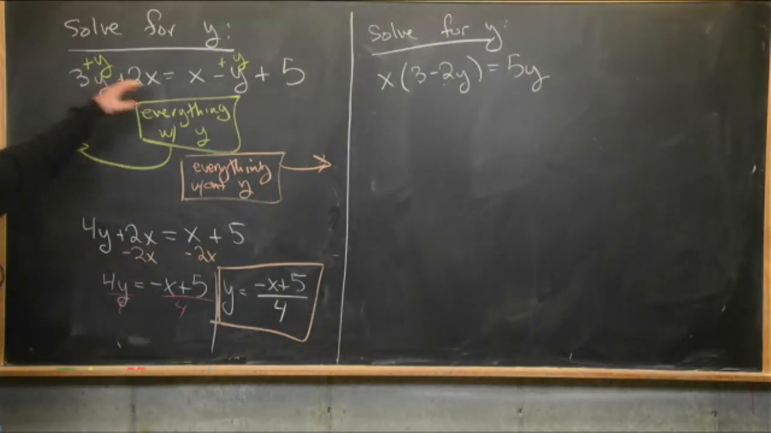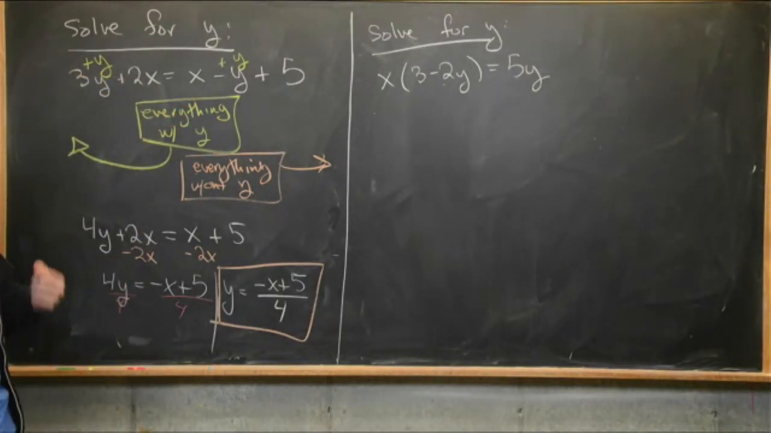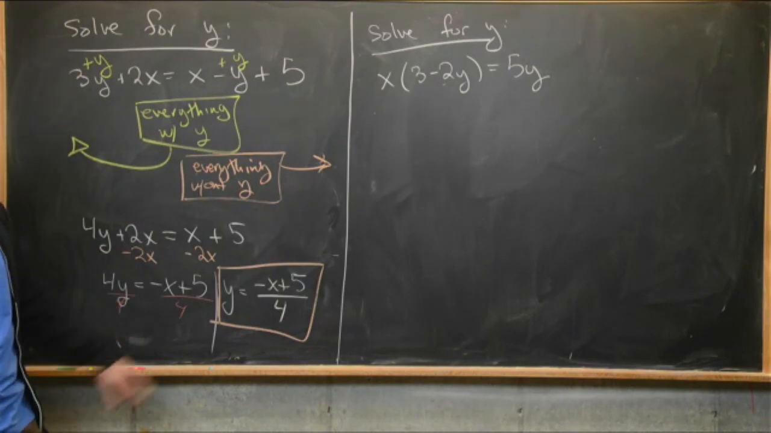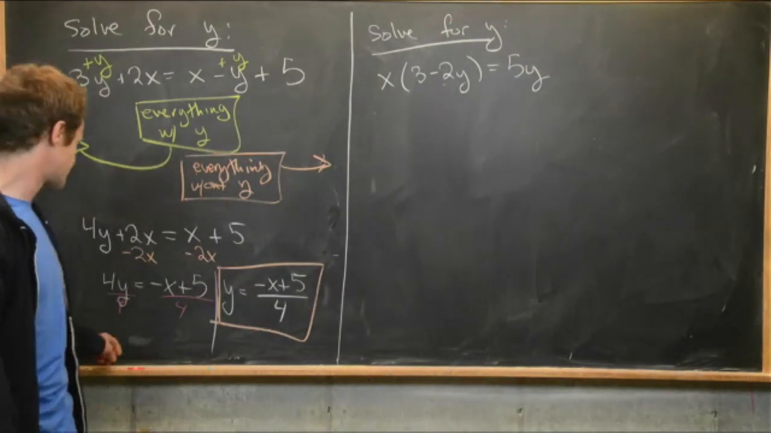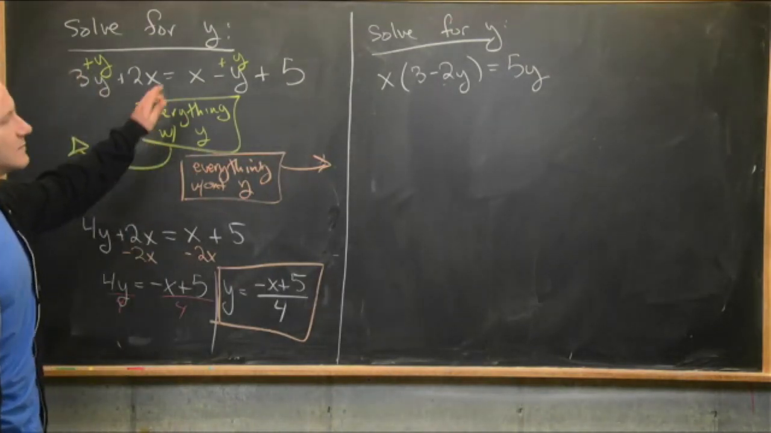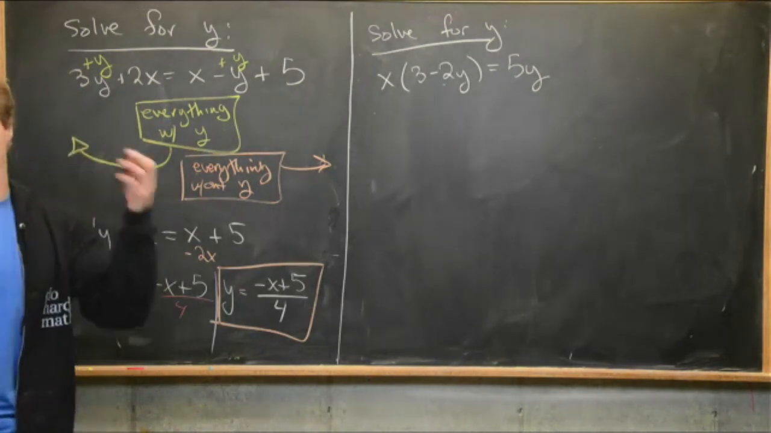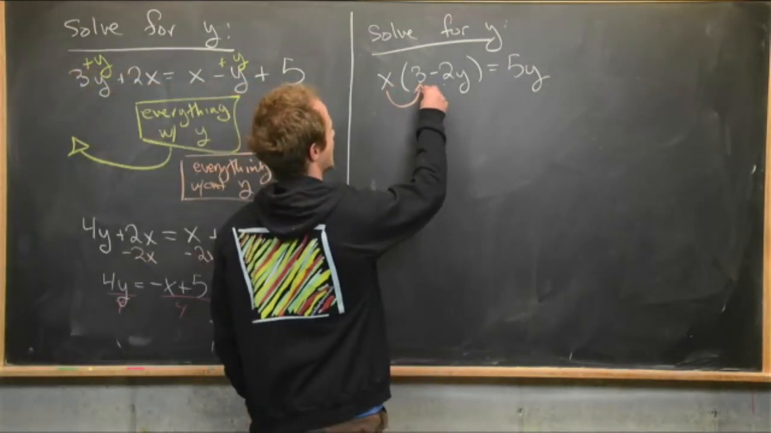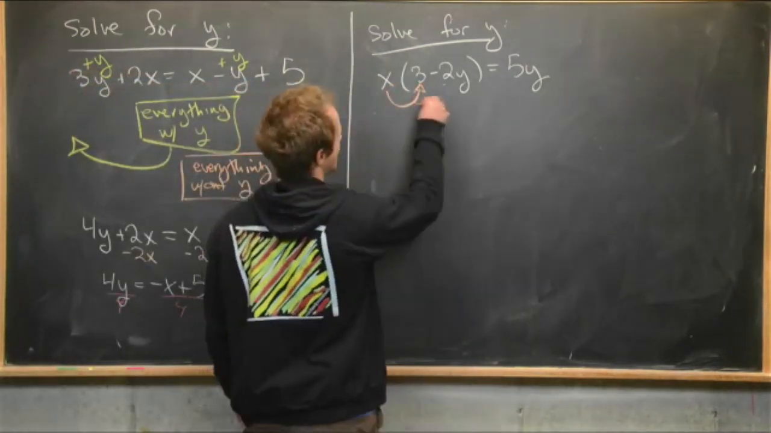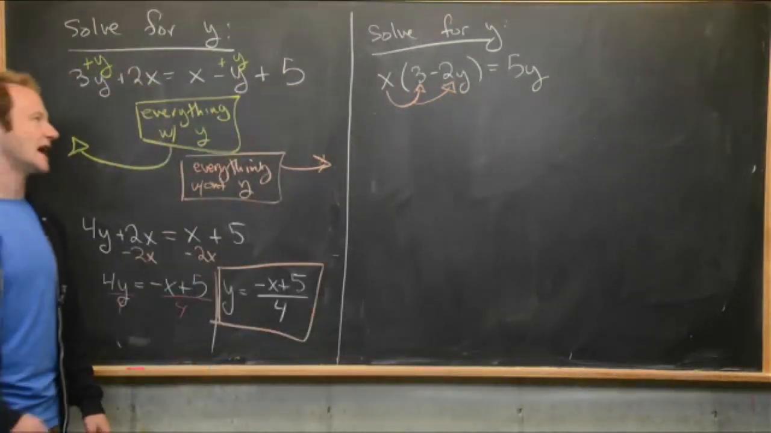Like over here, everything was broken apart into different summed terms. But over here, we've got like a distributive rule type thing that we have to take care of first. And then we can start moving everything with a y to the left, everything without a y to the right. But we're not there yet. So let's go ahead and break this down by using the distributive rule to multiply that x through.